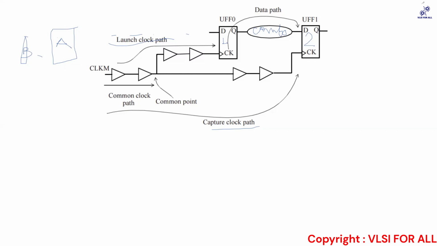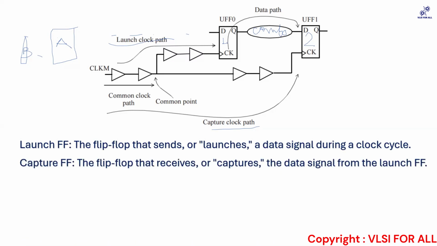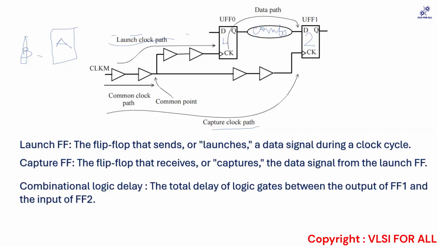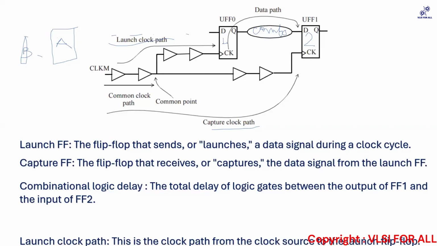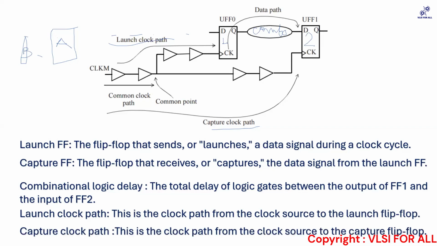Now what we understood in this complete lecture is, what is a launch flip-flop? A flip-flop that sends or launches a data signal during a clock cycle. Capture flop is the one that receives or captures it. Combinational logic delay is nothing but the total logic delay of the gates present between the output of your launch flop and the input of your capture flip-flop. What is your launch clock path? The clock path taken from the clock source to reach the launch flip-flop. And similarly, to reach the capture flip-flop is your capture clock path.